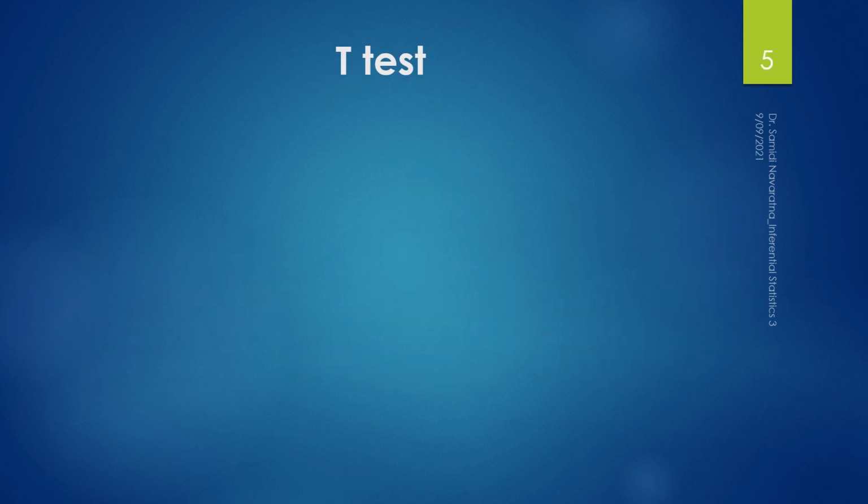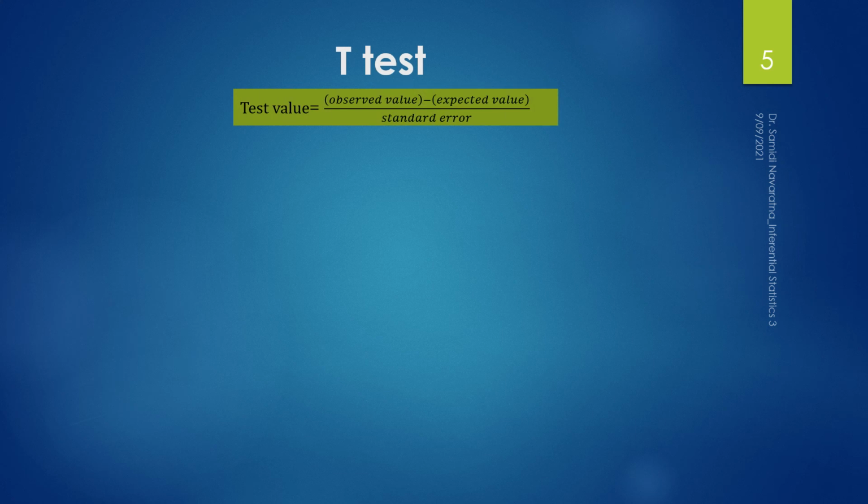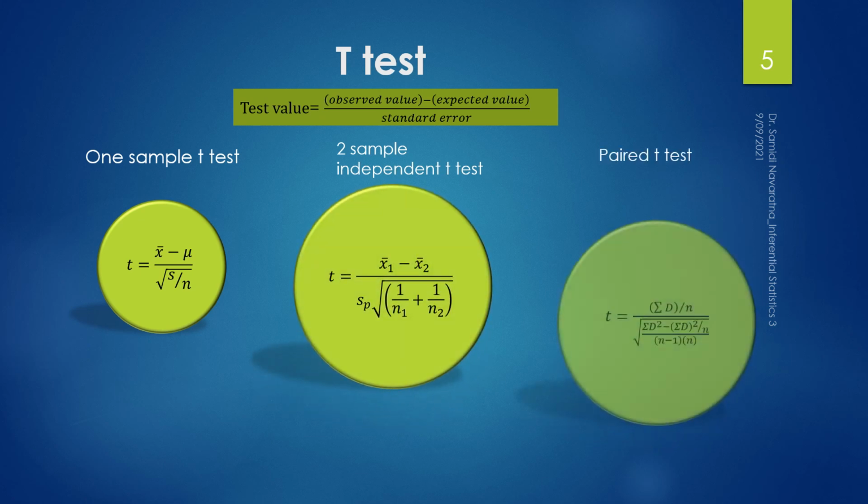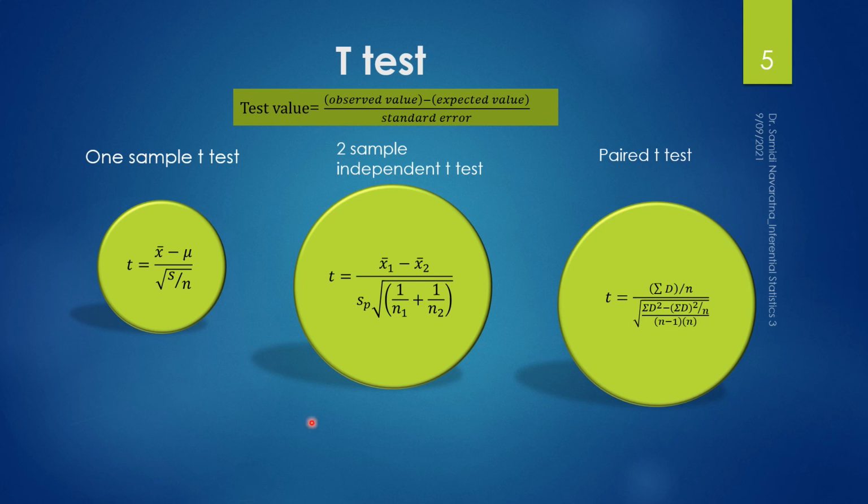Similarly, in the last lecture, we learnt about the t-test and we used the same common equation to derive the formulae. We learnt about three types of test: the one sample t-test, the two sample independent t-test, and the paired t-test. For the two sample independent t-test, we calculated a pooled standard deviation, which is a weighted average actually.